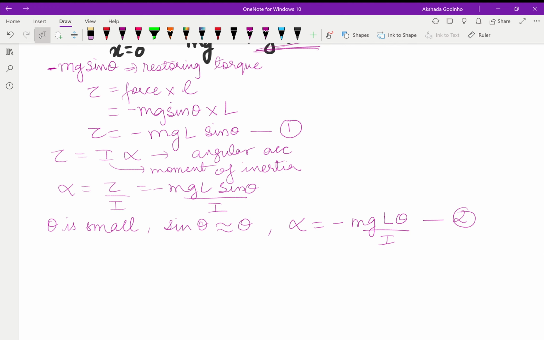Once we have all of this in place, we also have to realize that there is another equation that we can make use of over here, and that equation is alpha is equal to minus omega square theta. This is the angular acceleration in SHM, and it is an analog. We are going to compare this equation 3 with equation 2.